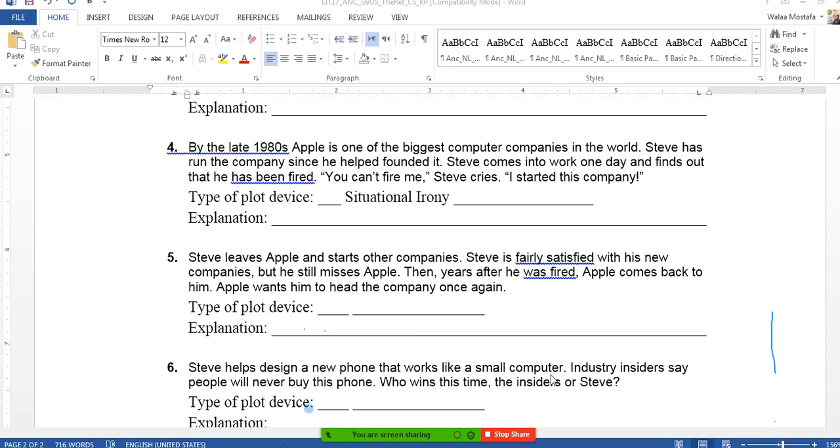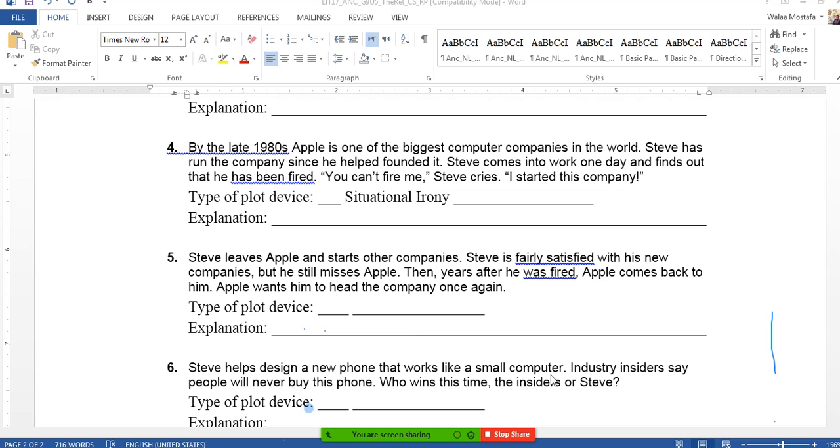Unexpected, yes, excellent. What was the thing that was unexpected for you? That Steve has been fired. Yes, excellent. He had been fired from his own company. He created this company, and then he was fired from his own company.